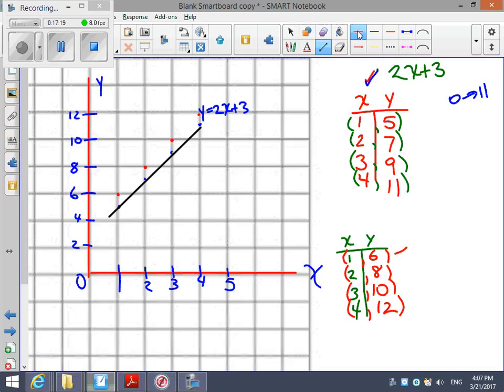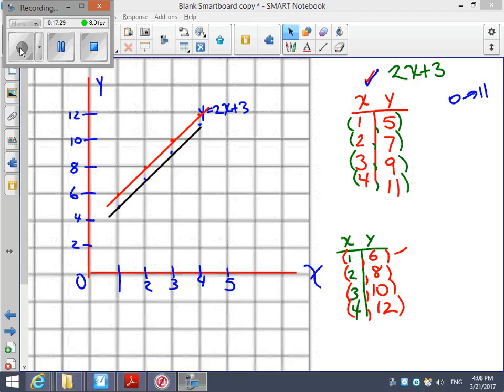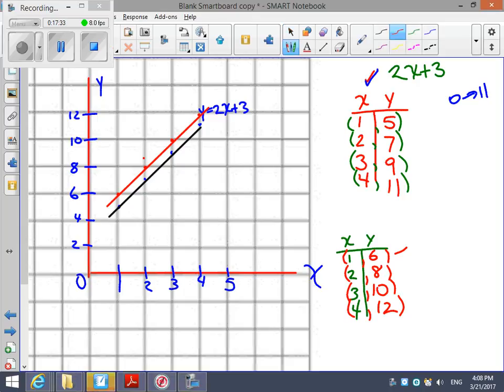I'll get a red line this time. Try to get it right through the points, like so. The smartboard's off a bit. Anyhow, we remember that the line was 2x plus 4. We make sure we label it somewhere on the line. Y equals 2x plus 4. And we only have one more to graph.